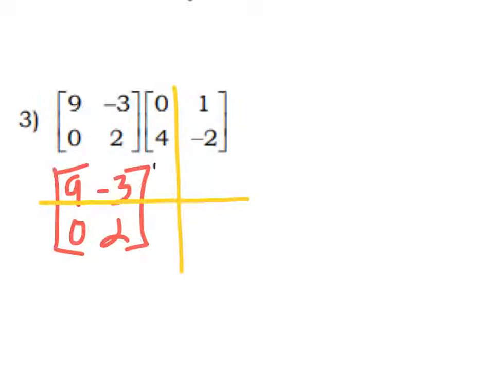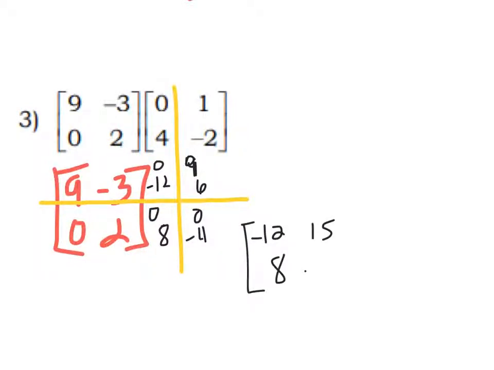Alright, 9 times 0 is 0. -3 times 4 is -12. 9 times 1 is 9. -3 times -2 is 6. Then 0 times 0 is 0. 2 times 4 is 8. 0 times 1 is 0. 2 times -2 is -4. So my matrix is going to be -12, 15, 8, -4.